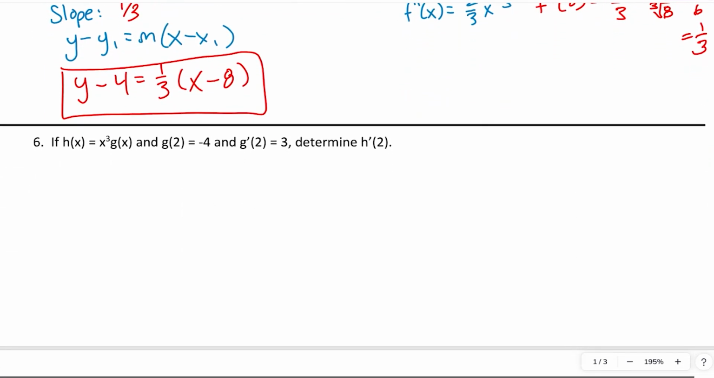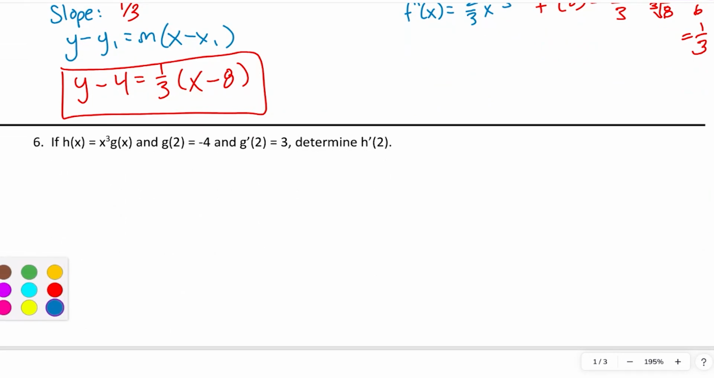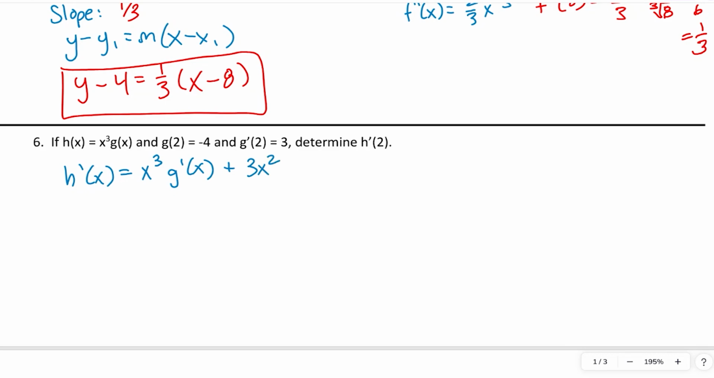Number 6 is asking us to find the slope of h when x is 2. And we're given h as a product of two functions, right? We've got x cubed, we've got g of x. So if we need to find h prime, we're going to have to use the product rule. So h prime of x would be the first function, x cubed, times the derivative of the second, and then we're going to add the derivative of the first times the second.